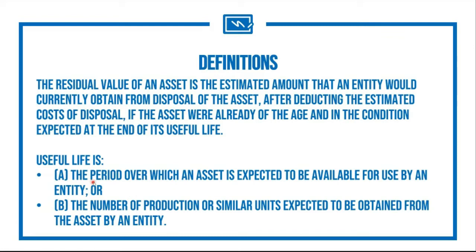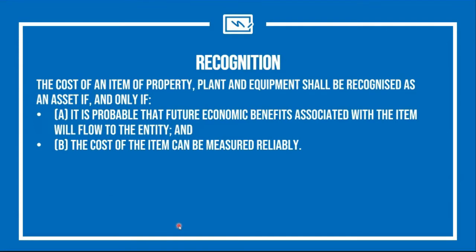Useful life pertains to the period over which an asset is expected to be available for use by an entity or the number of production or similar units expected to be obtained from the asset by an entity. So useful life can be described in terms of number of years, or it can be defined in terms of productive capacity. That's why we have various depreciation methods depending on the kind of useful life that is being used for such particular asset. So with that, we can now proceed with the recognition.